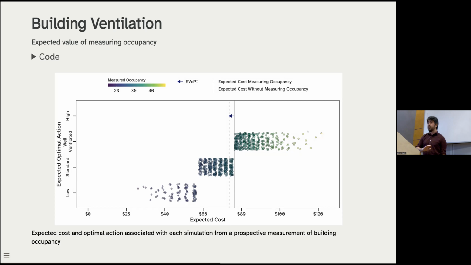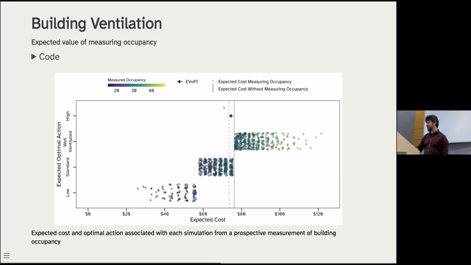If we take the average of all of these simulations, which is shown by our dashed line here, and compare that to our cost before we hypothesized all of these measurements, this difference represents the expected value of measuring occupancy in the context of solving this ventilation problem. And that could be interpreted as how much should we be willing to pay for this data. So it's got a nice intuitive interpretation.